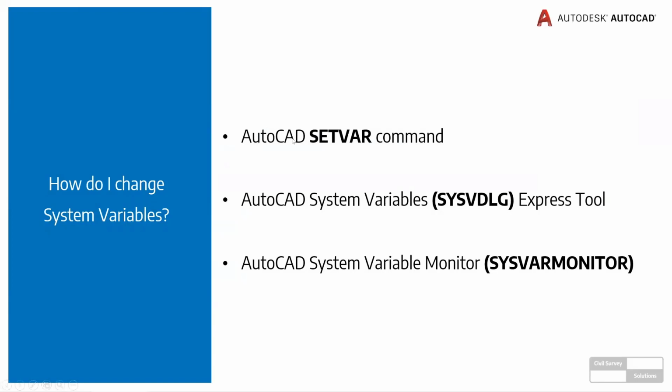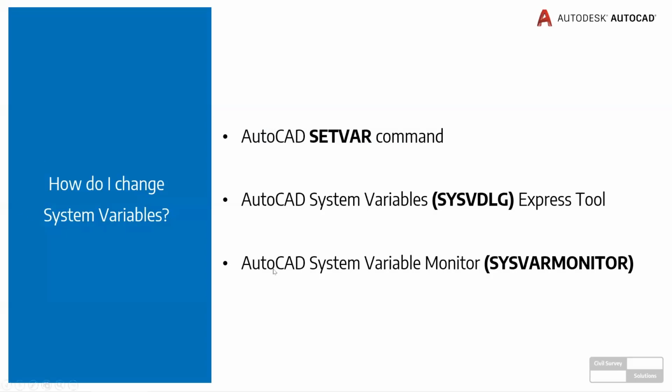There's also the old way of managing your variables by using the AutoCAD SETVAR command. With a lot of variables, the variables can be entered at the command line. However, some of the variables cannot be entered at the command line, and you would need to use SETVAR and then search for the variable and set that variable in there.